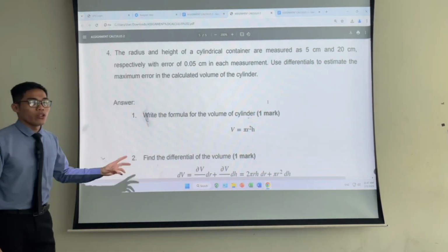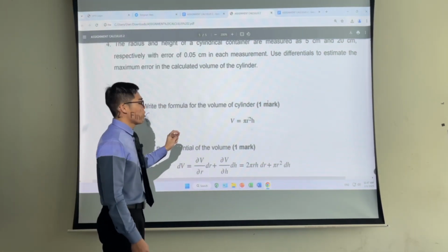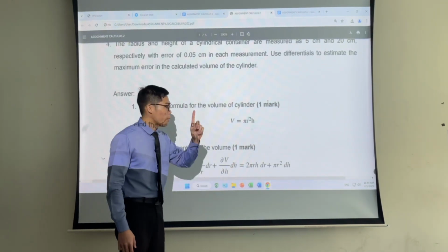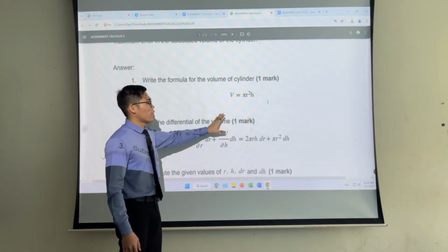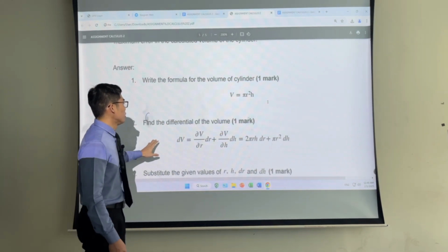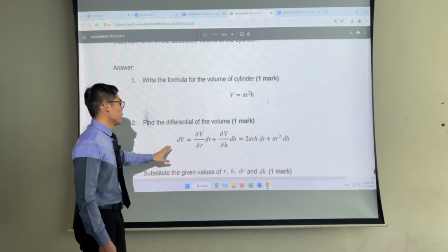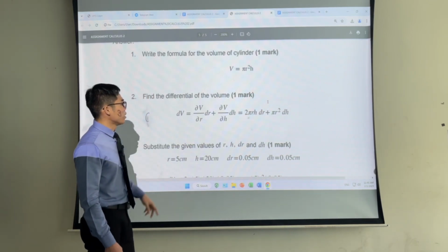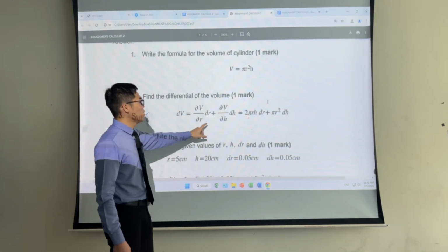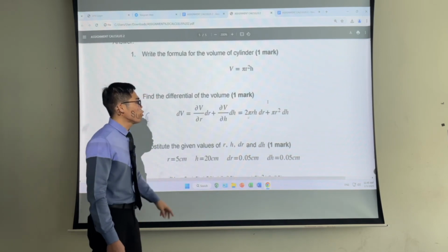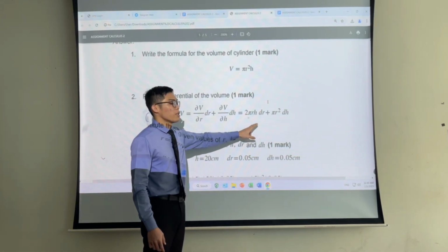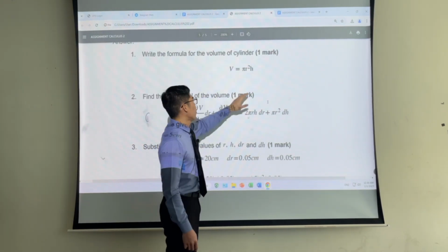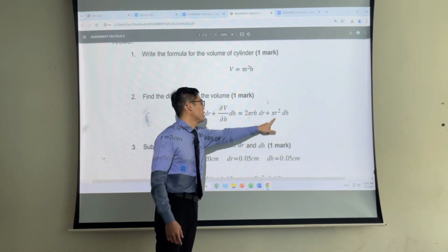Okay, first, as we know, we write the formula for the volume of a cylinder: V is equal to pi r squared h. You get 1 mark. Okay, and then after you write the formula, you need to differentiate it. So dV is, we use the formula dV equals dV/dr multiplied by dr plus dV/dh multiplied by dh, which is equal to 2 pi r h multiplied by dr plus pi r squared dh. We differentiate this for dV/dr, and this is for dV/dh.